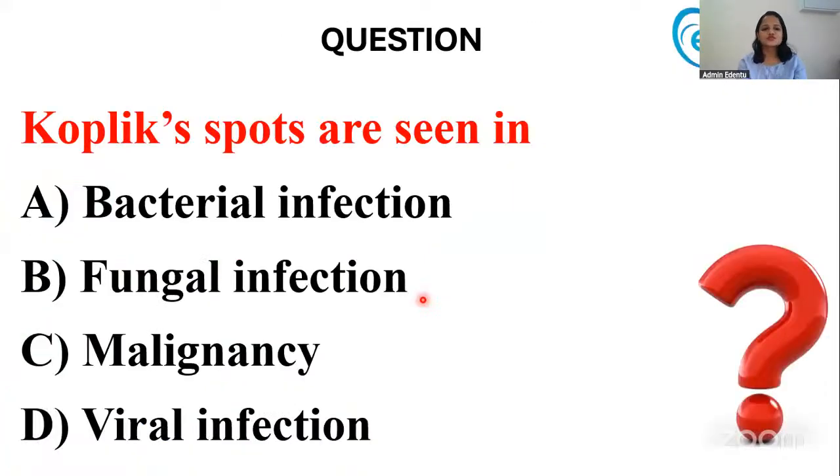Now, moving on to the next question. The Koplik spots are seen in: a bacterial infection, fungal infection, malignancy, or viral infection? This is a comparatively easy question because they have not specifically asked for the virus or bacteria, the microorganism causing these Koplik spots. Just in a generalized way, they have asked whether it is a bacterial, viral, or fungal infection, or whether it is seen in malignancy. Koplik spots are usually seen in a viral infection only.